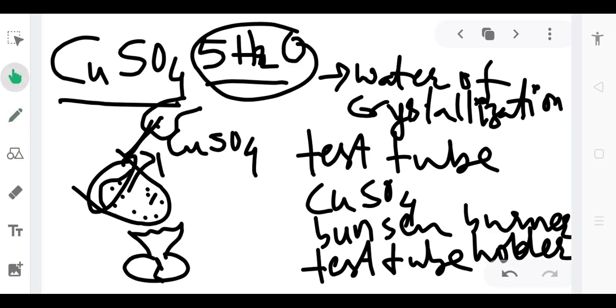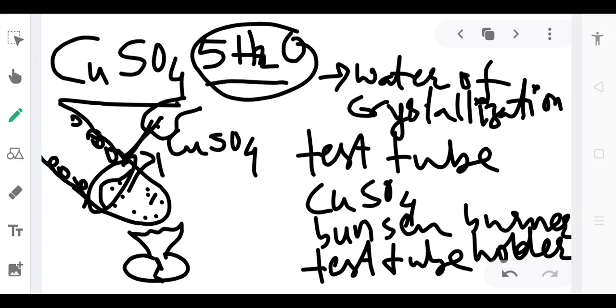So what to do? First, let us take copper sulfate salt in a test tube. Hold the test tube with the test tube holder, right? You heat this test tube over the Bunsen burner. So after heating for a few minutes, we can observe that some water droplets will be formed on the walls of the test tube.